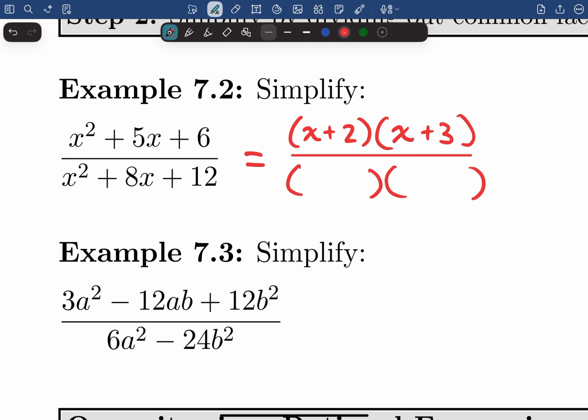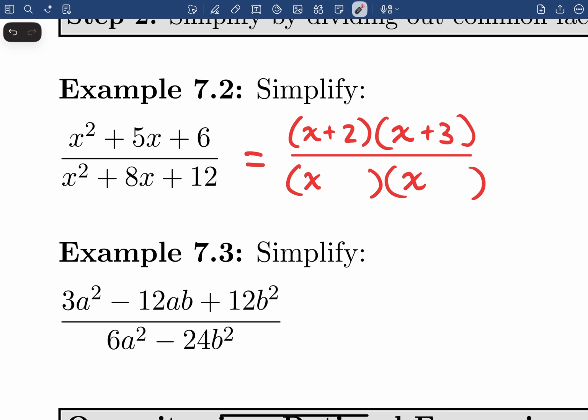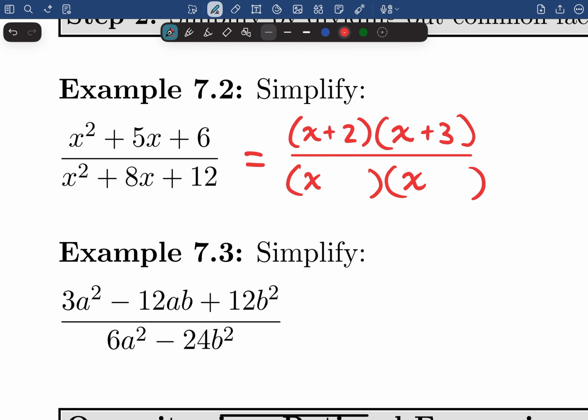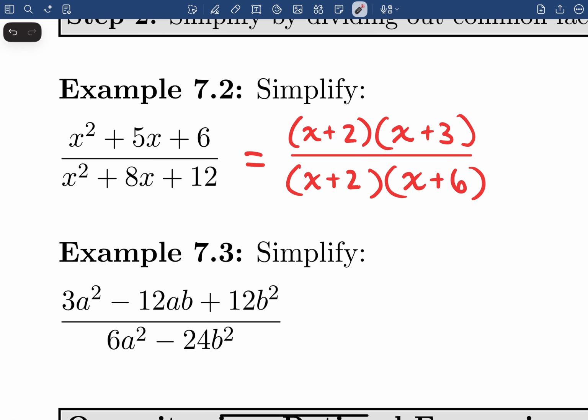And I see x squared plus 8x plus 12, and I say, well, that's going to factor two numbers that multiply to make 12, but sum to make 8. That's going to be 2 and 6, right? So I do an x plus 2 and an x plus 6. By the way, remember, it doesn't matter what order I wrote them in. I could have written x plus 3 times x plus 2 on top and x plus 6 times x plus 2 on bottom. It doesn't matter the order with which I write them.